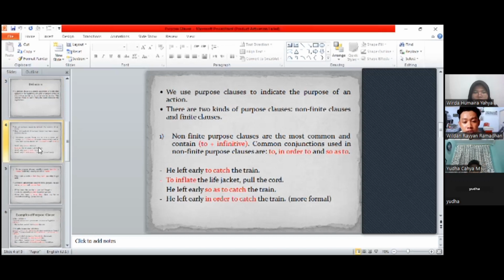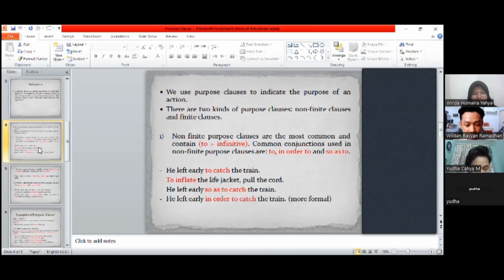There are two kinds of purpose clauses. The first one is non-finite clauses, and the second is finite clauses. First, non-finite purpose clauses are the most common and contain an infinitive. Common conjunctions used in non-finite purpose clauses are to, in order to, and so as to.